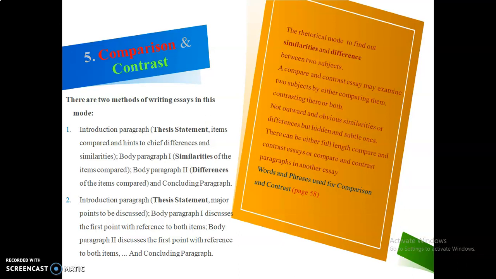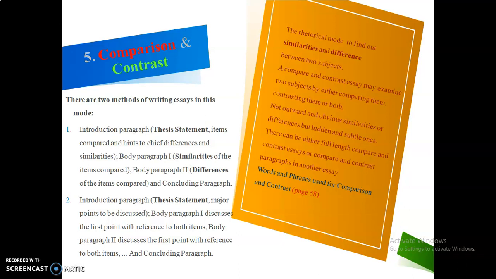Words and phrases used for comparison and contrast are given in page number 58 of your textbook. There are so many phrases and words which are commonly used, for example: also, another difference, not only but also, another similarity, be similar, one difference, one similarity. Lots of things are there. 4.6.3, words and phrases used for signaling comparison or contrast, is the title on page 58. So please go through them to equip yourself with more phrases and words used for comparing and contrasting.